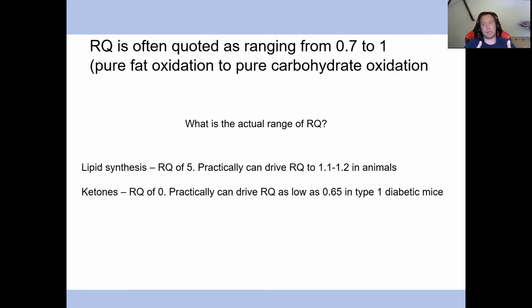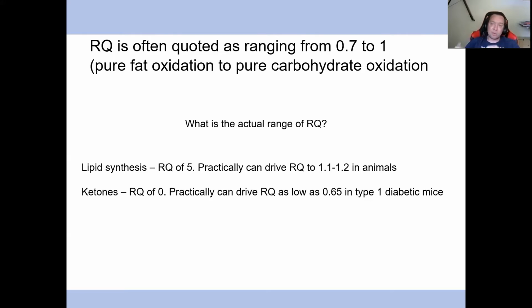Now, one important point here is this RQ is 5, but the net value of turning carbohydrate to lipid, then oxidizing the lipid, is actually still 1, as though you just oxidized the carbs in the first place, because you do a small amount of 5 to go from your carbs to your lipid, and then quite a lot of 0.7, which all balances it back down to 1.